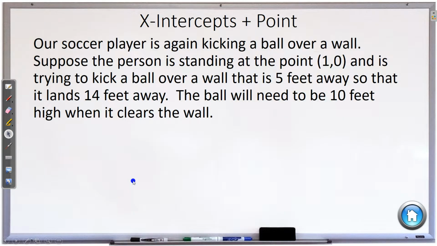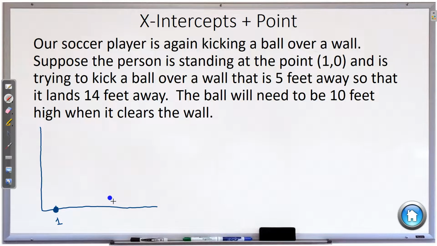So again, we got our soccer player, and we're kicking the ball over a wall. So suppose the person is standing at the point 1, 0. So we're making this a little bit more difficult because we're not standing at the origin this time. So I'm going to start with a picture. So here's my y-axis and my x-axis. And we are standing at the point 1, 0, which is right here.